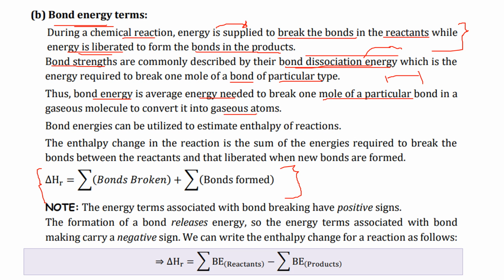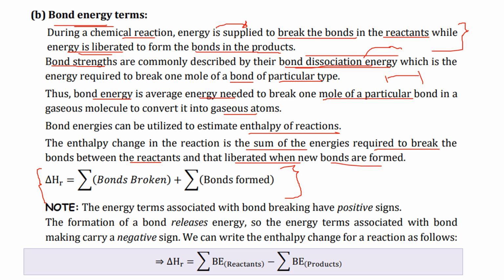So here we proceed by saying that bond energies can be utilized in estimating enthalpies of reactions. With that, the enthalpy change in the reaction is the summation of the energies required to break the bonds in the reactants, and that liberated when the bonds of the products are being formed.